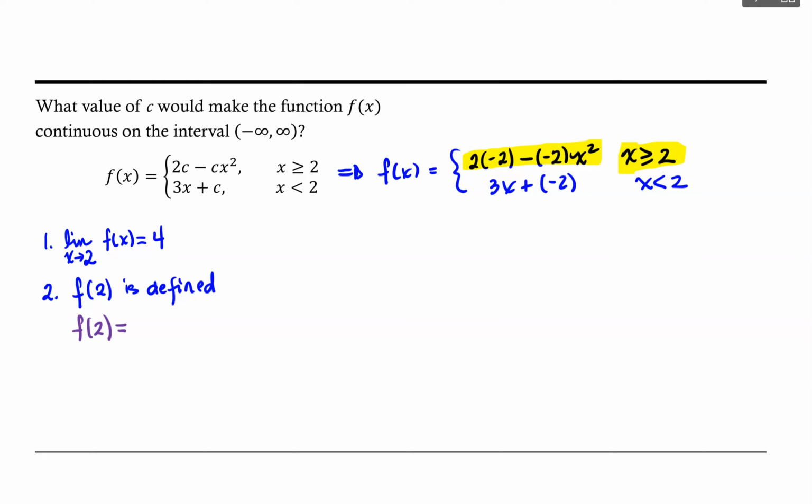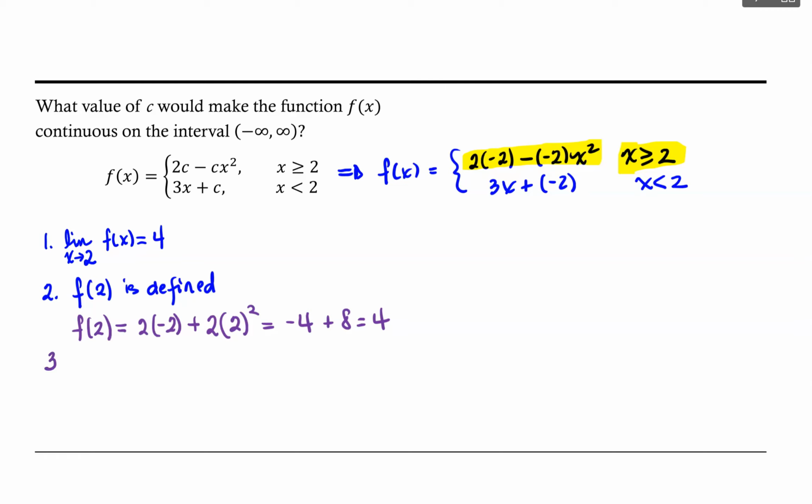f of 2 would be 2 times negative 2. That minus a negative 2, I'm going to turn that into plus 2 times 2 squared, which is equal to negative 4, plus 2 times 2 squared is 8. So f of 2 is defined, and f of 2 actually equals 4.